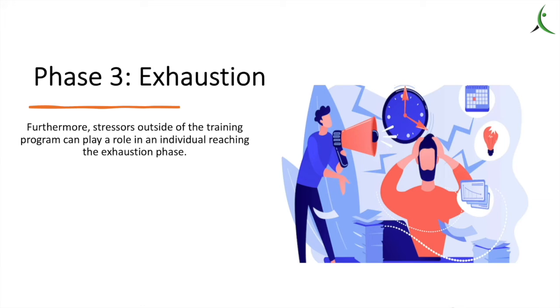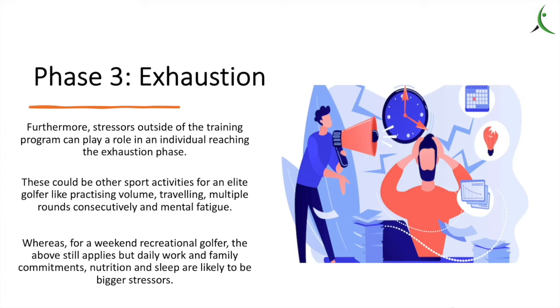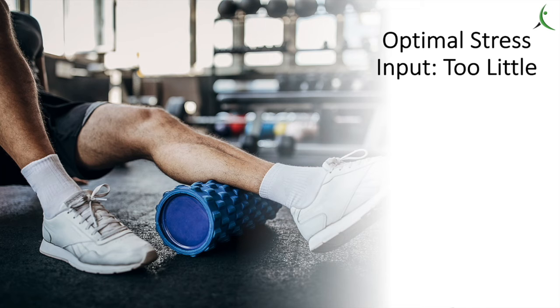Furthermore, stressors outside of the training program can play a role in an individual reaching the exhaustion phase. This could be other sport activities for an elite golfer, like practice volume, travelling, multiple rounds consecutively, and mental fatigue. Whereas for the weekend recreational golfer, the above still applies, but daily work and family commitments, often nutrition not being as good, and sleep are likely to be bigger stressors, all impacting how the body adapts.